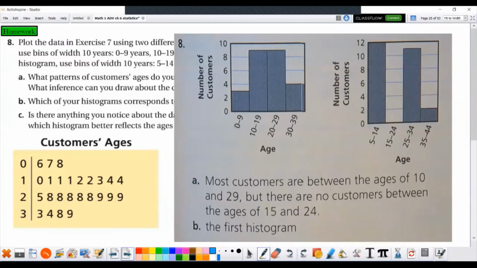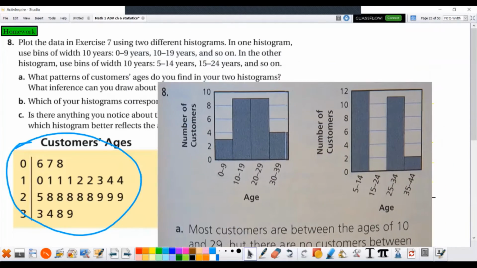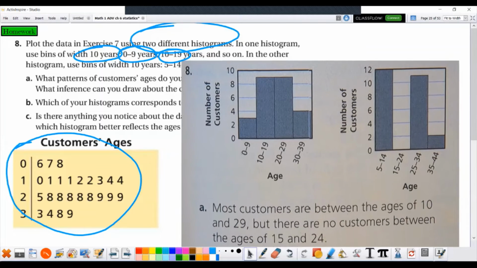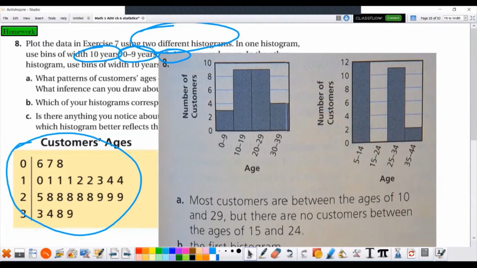This is the same group of data, the same customers. They asked me to make a graph using two different histograms. Both will have bins of 10 years. They said make 0 to 9, 10 to 19, and so on. Over here, this was my first one. I did 0 to 9, 10 to 19, 20s, and 30s.